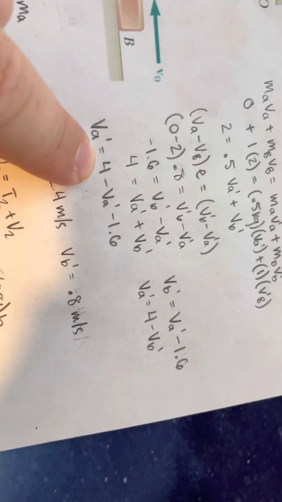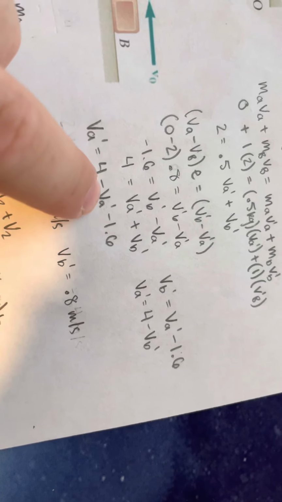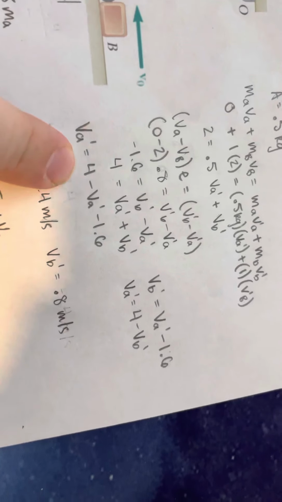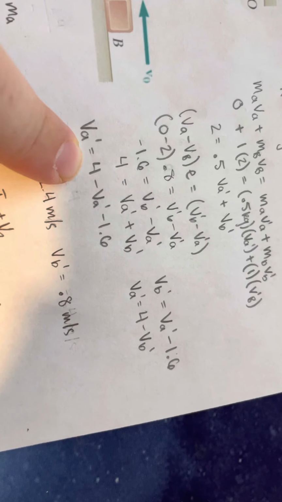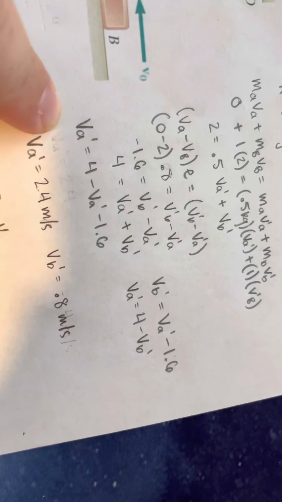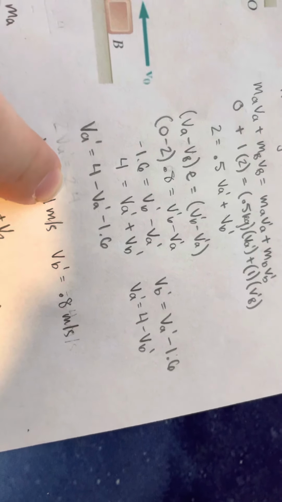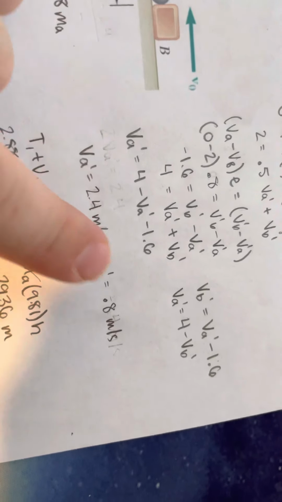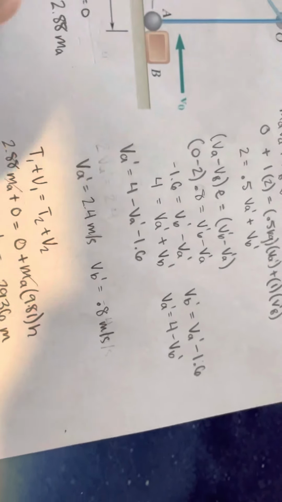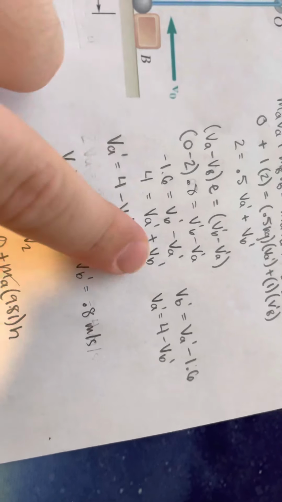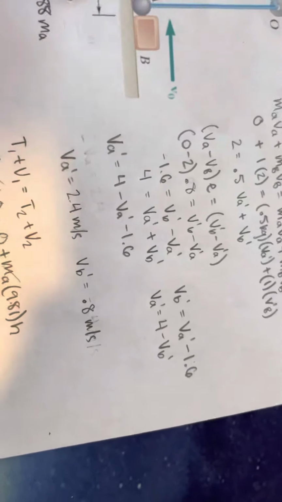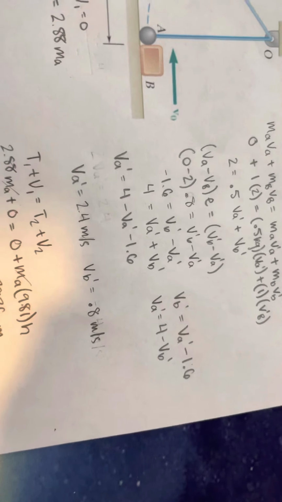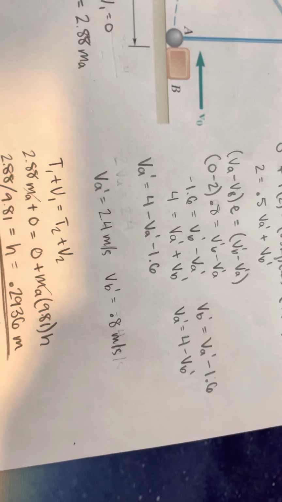So 4 minus VA prime minus 1.6 is, well, that's 2.4, but you add this over here. That should be 2 VA prime equals 2.4. And so that would be 1.2, and that gives you negative 0.4 over here. So I don't know what they were doing because both solutions manuals have it wrong according to what I'm thinking. So I don't know what's going on there.